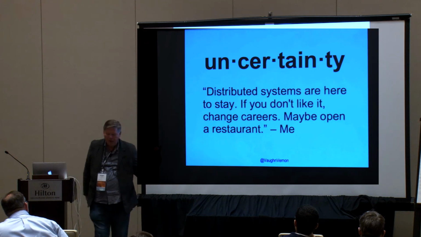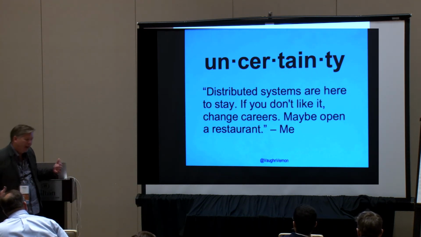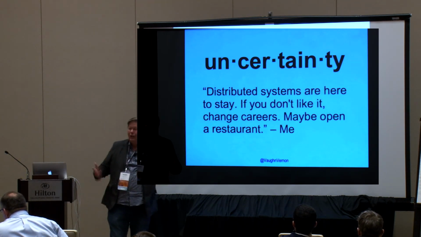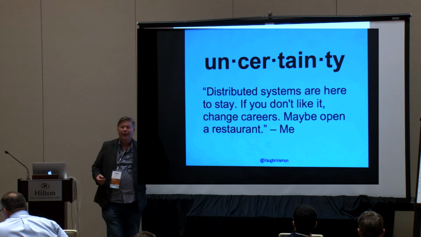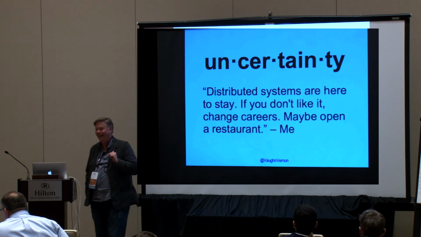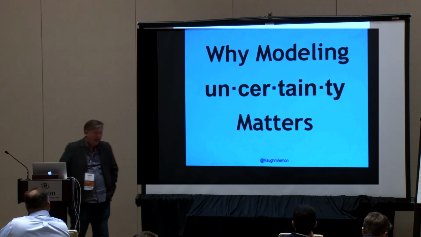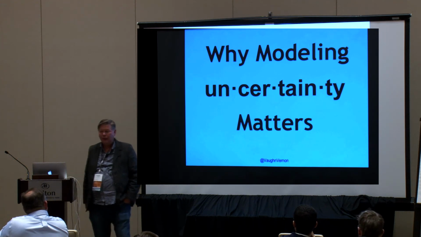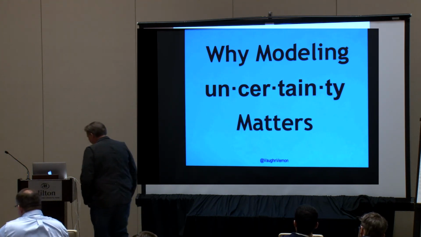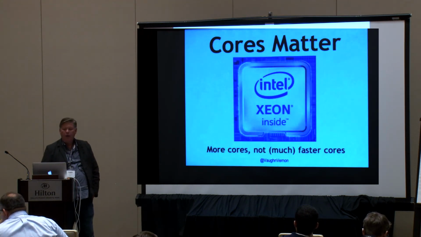And so, I made this up and everybody loved it. I don't know why. But I said, if you don't like distributed computing, it's here to stay. If you don't like it, change careers. Maybe start a restaurant. But you know what? You're still going to use distributed systems in the restaurant. You may not be writing them, but you'll use them. Some people think there's a lot more risk in the restaurant business than there is in technology, too. So why don't we just learn to deal with it? How do we model uncertainty?